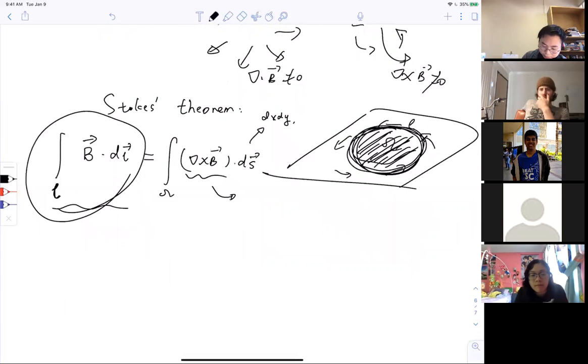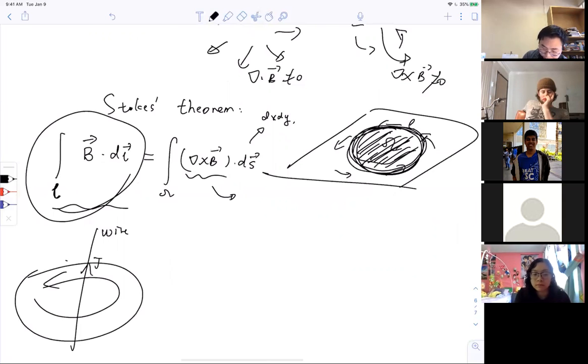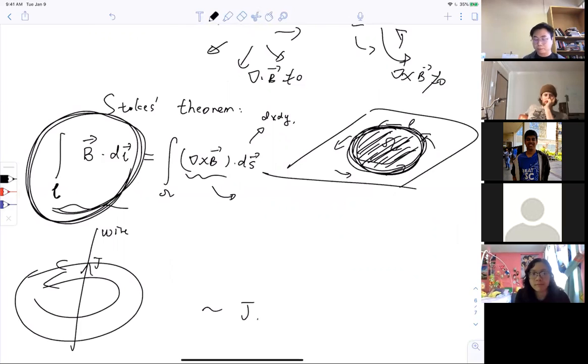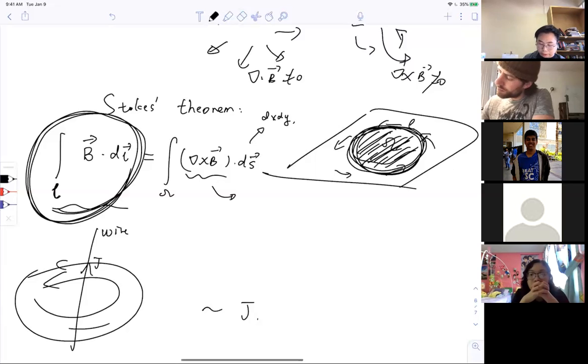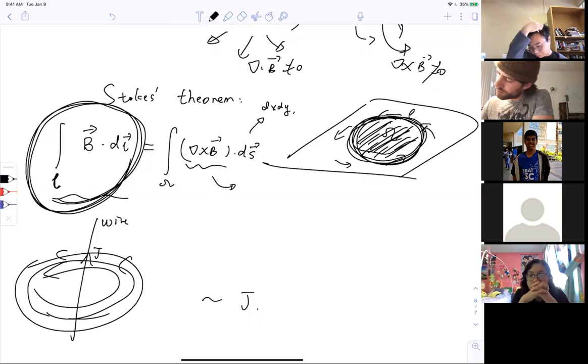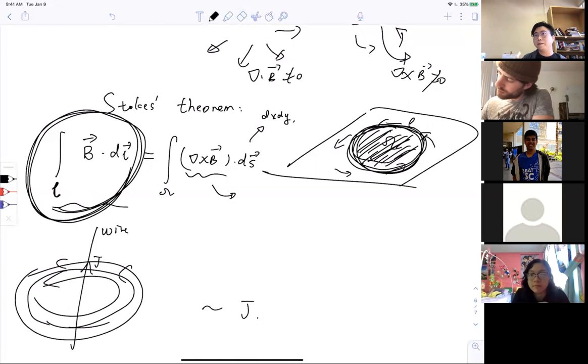So for example, if I have a wire, I have a current, and you have some circulating magnetic field, then you do this integral, you should get something proportional to your current. Because this current is the source of this circulation. Because there's a current, then you have such a circulating vector field. Is it clear?